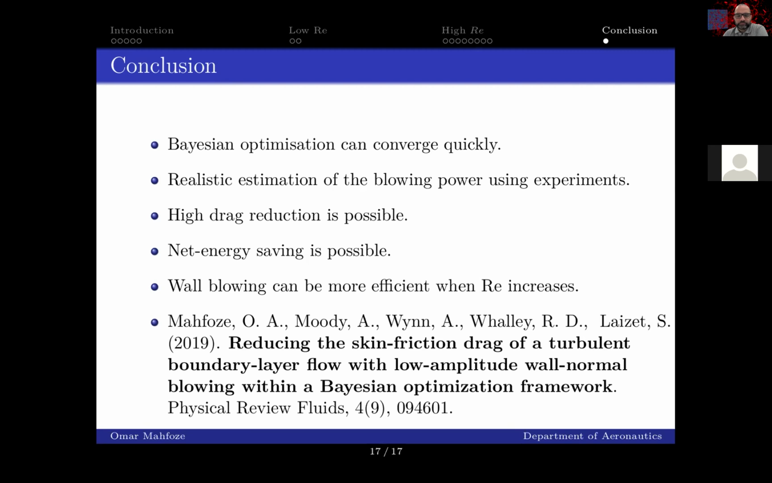And also it's good to know that the wall blowing becomes more efficient when we apply it at higher Reynolds number. So we imagine if we take this study and apply it at much higher Reynolds number, probably these results are going to improve. And that's good for real life application. For future work, we're doing some POD for further analysis of the flow. And thanks.